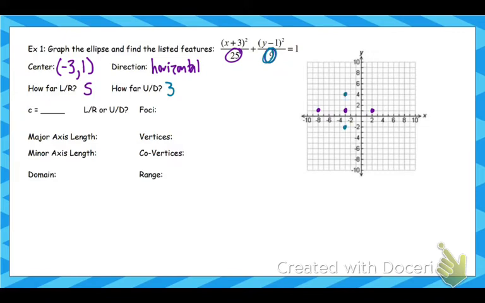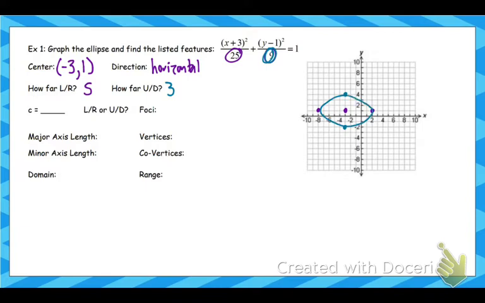to get what are called the co-vertices. So the vertices are on the major axis, the longer one. The co-vertices are on the minor axis, which is the shorter one. So if I want to actually just draw my graph, all I have to do now is connect these dots, and my pencil kind of lagged, and there's my ellipse.